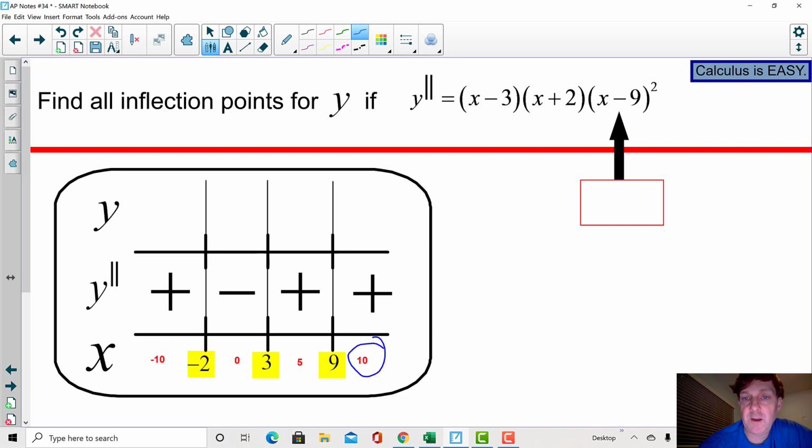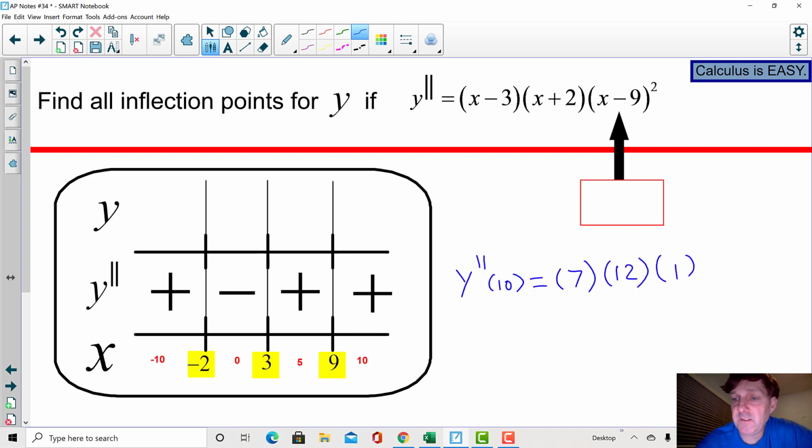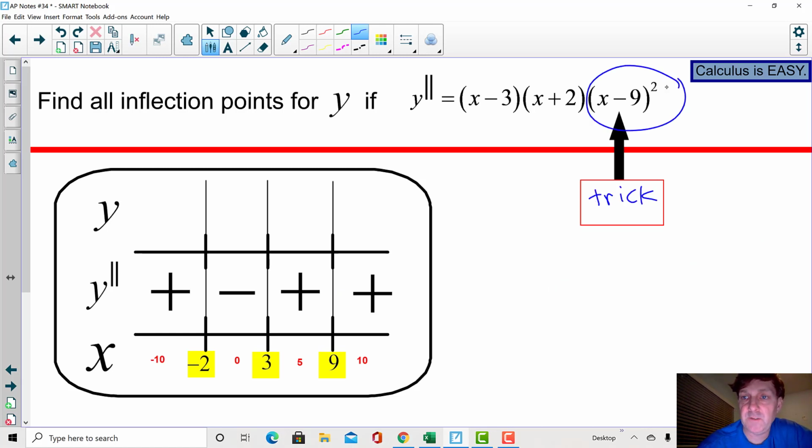If I plug in a 10, I get, and it doesn't actually matter what the number is, what matters is that it's positive. So I'm getting a positive for my second derivative when I plug in a 10. Now there is a trick for this piece. This piece right here, because it's squared, it's always going to be positive unless we plug in a 9. Since this piece is always positive, we can kind of ignore it. And really, we just have to plug into these two pieces here.